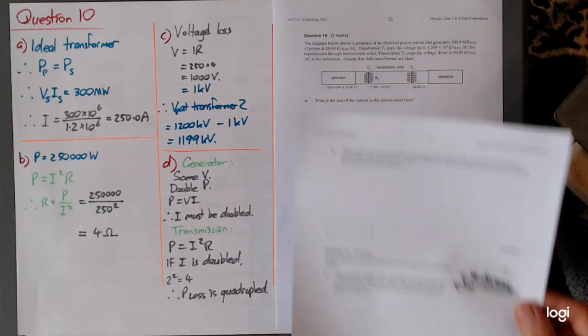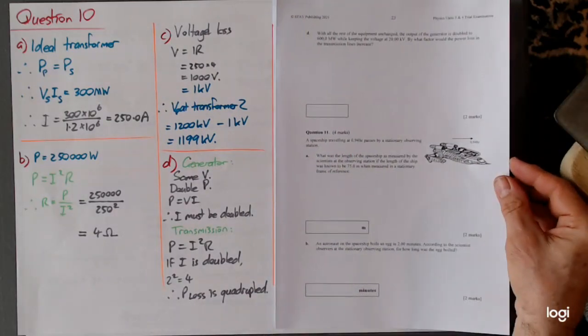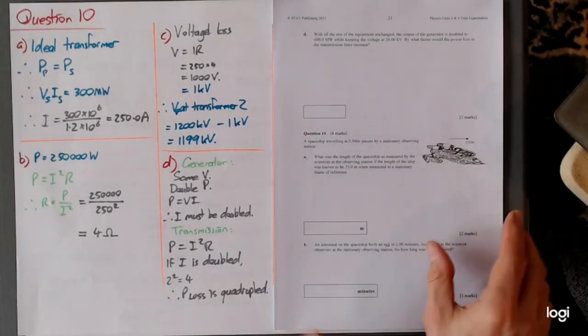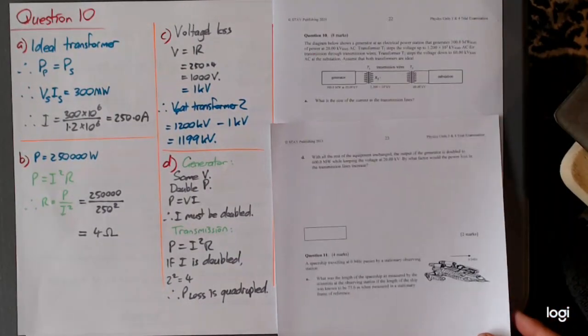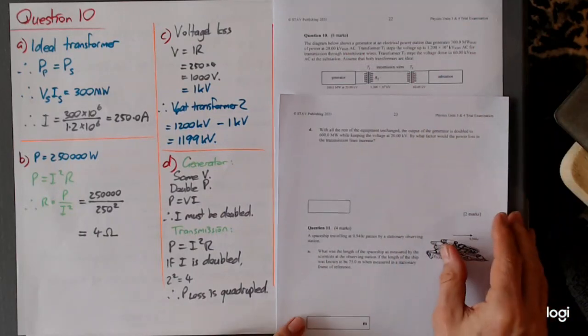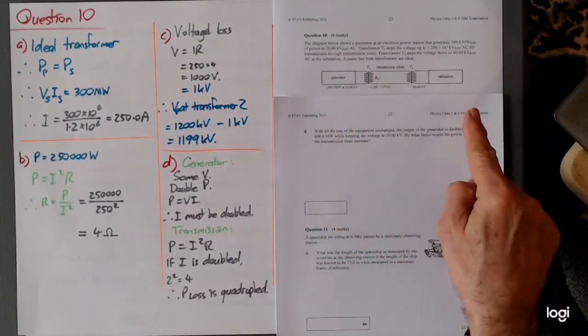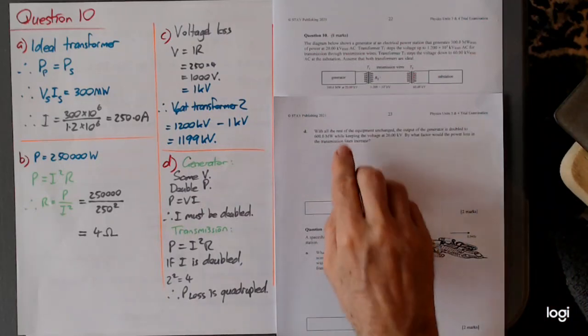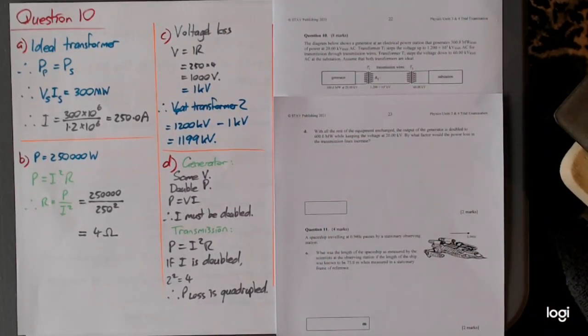Okay, the last one isn't quite so straightforward. This is part D. With all the rest of the equipment unchanged, the output of the generator is doubled to 600 megawatts while keeping the voltage at the same level. By what factor will the power loss in the transmission lines increase?